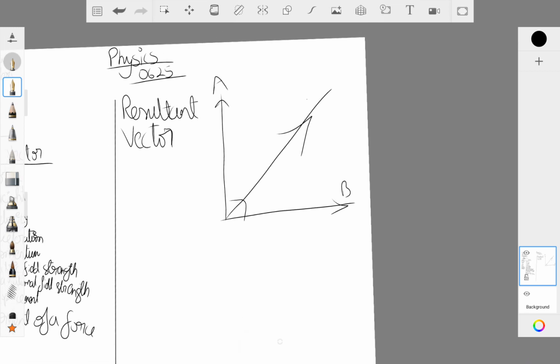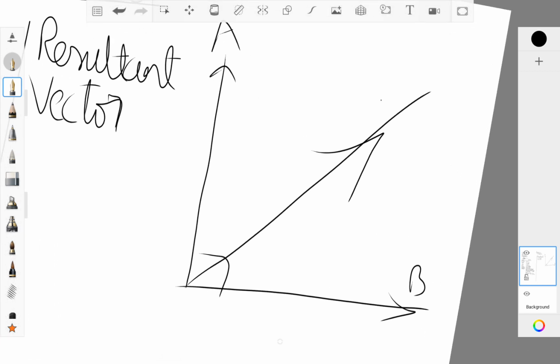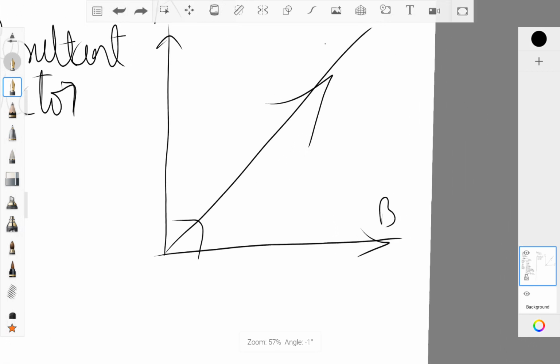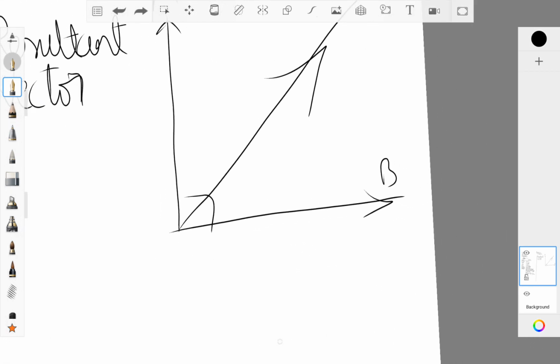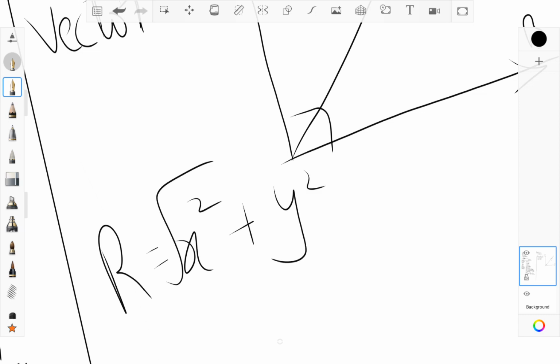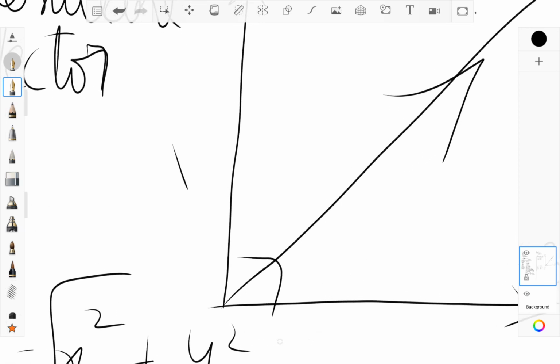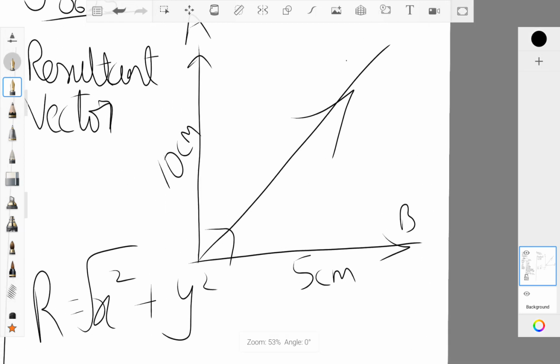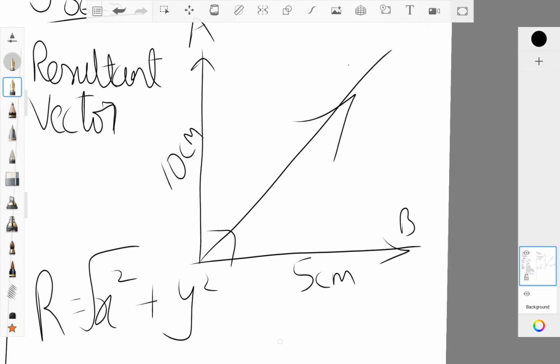So now we just need to figure out how we can find the resultant vector. As I mentioned before, that can be done based on a graphical method or by using a calculation. So you can use Pythagoras theorem. I think the second method is easier. We all know Pythagoras theorem. So the resultant vector is equal to the square root of x squared plus y squared. So let's say this is 10 centimeters and this is 5 centimeters. You can just do the square root of 10 squared plus 5 squared, whatever that gives you, and that would be the resultant vector.